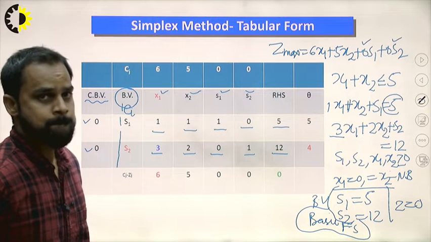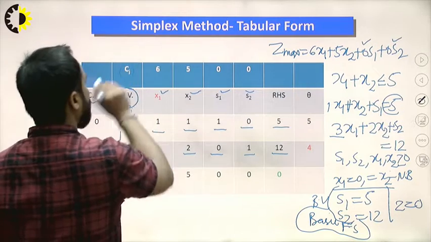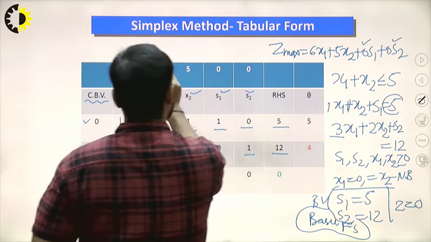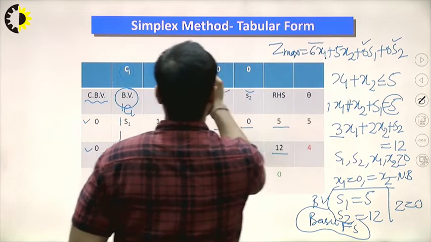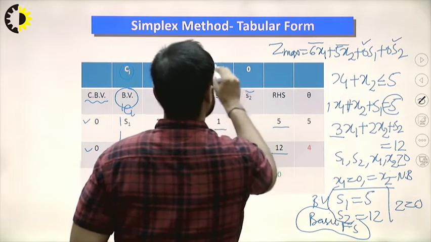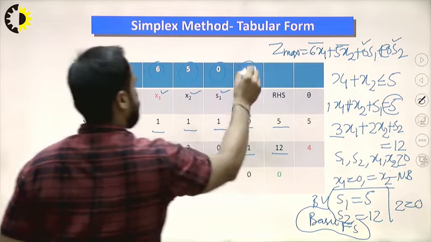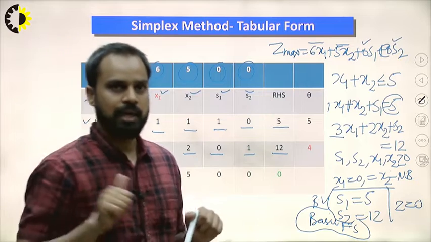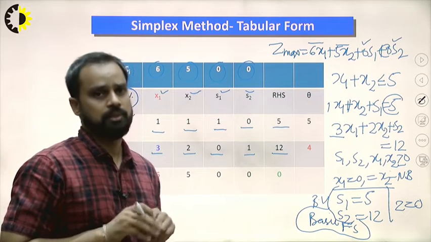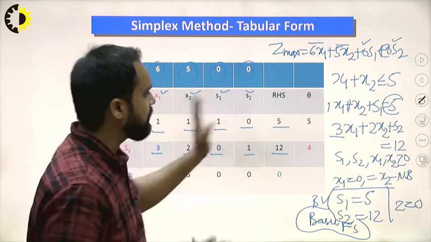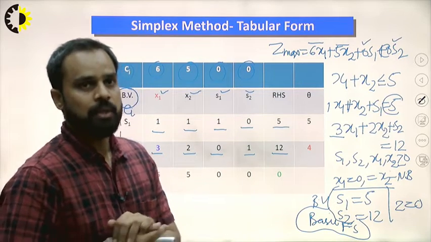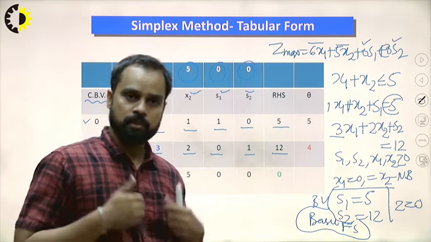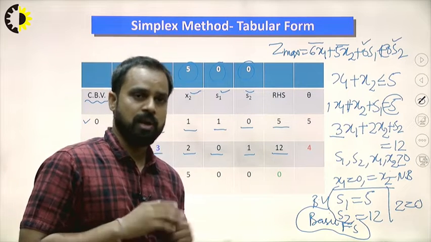And this Cj represents the coefficients of the objective function: 6 for X1, 5 for X2, 0 for S1, 0 for S2. So this way we can draw the table. The table in the simplex method is always drawn from the initial basic feasible solution. So we have represented the initial basic feasible solution in tabular form. Now we have to move towards optimality in further iterations, and how we decide that, we will see.